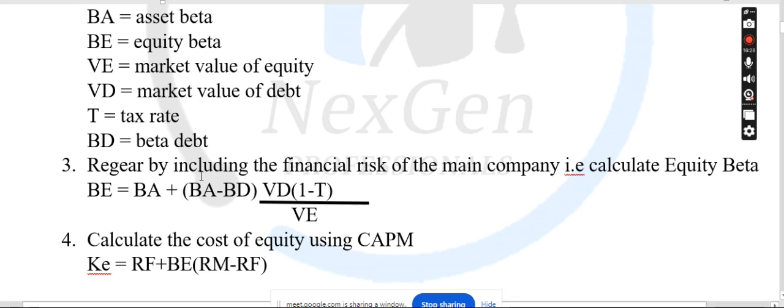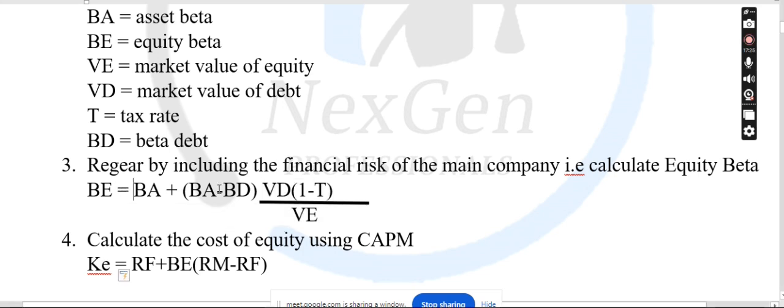The asset beta that we calculated is the business risk of the proxy company, the company we are diversifying into. Now we are adding the financial risk of the main company. Don't forget that this part of our formula is for the proxy company: the business risk, the asset beta calculated in step 2, minus the beta debt of the proxy company. This part represents the financial risk of the main company. So the business risk plus the financial risk gives the equity beta.